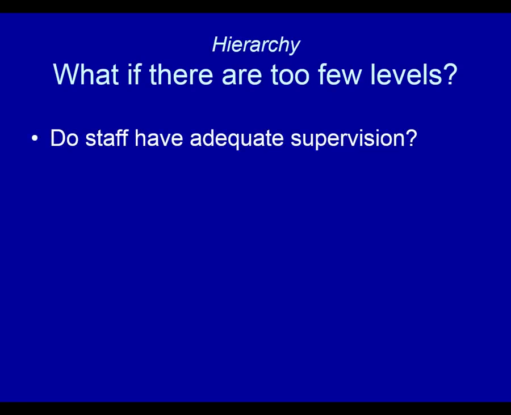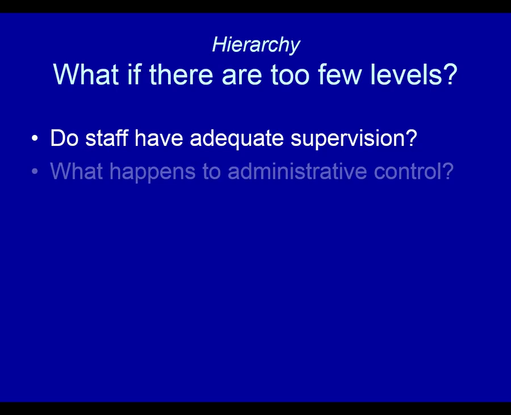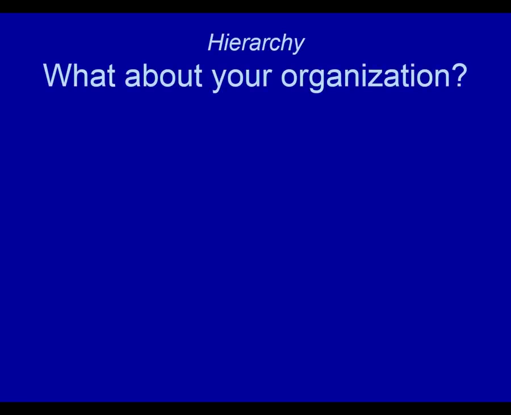Do staff have adequate supervision? If my supervisor has 25 people that he or she supervises, that person has very little time available to spend with me. What happens to administrative control? Because the supervisor has very little time to spend with me, the supervisor does not know very much about what I'm doing, therefore does not know if I'm doing the things I'm supposed to be doing.